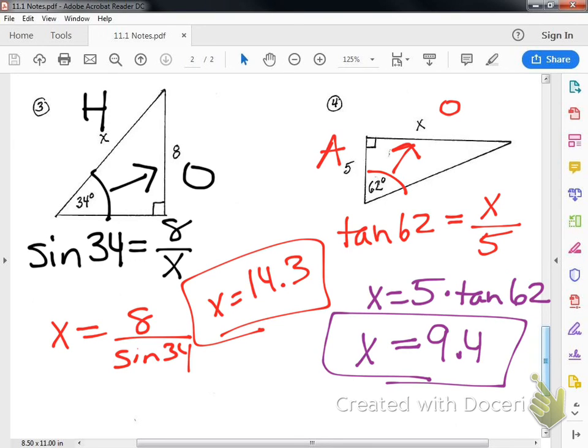Do you guys have any questions on trig? This is the basic trig ratios. Your homework is all worksheets this week, which is a nice change of pace. There will not be a homework check.